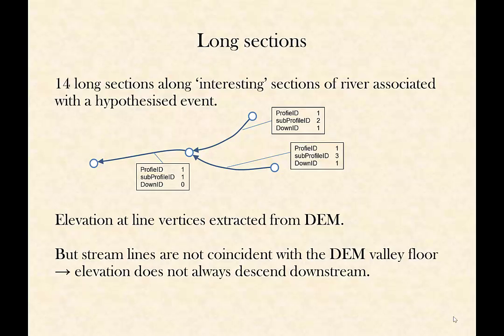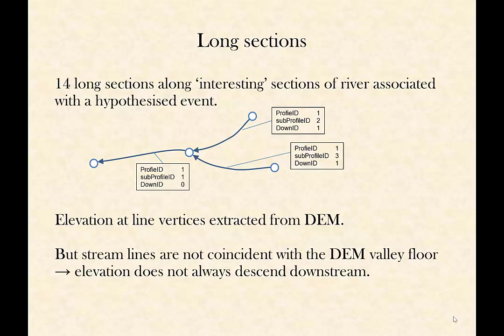So I've now got a good functioning planar network, and I can search for these bends and things like that. But I'm also interested in these long sections so that I can look for these nick points. So I identified 14 sections, or stretches of interesting sections of river associated with one of these events, these 30-odd events that I discovered. So this is a schematic of a little bit of the network model that I've got.